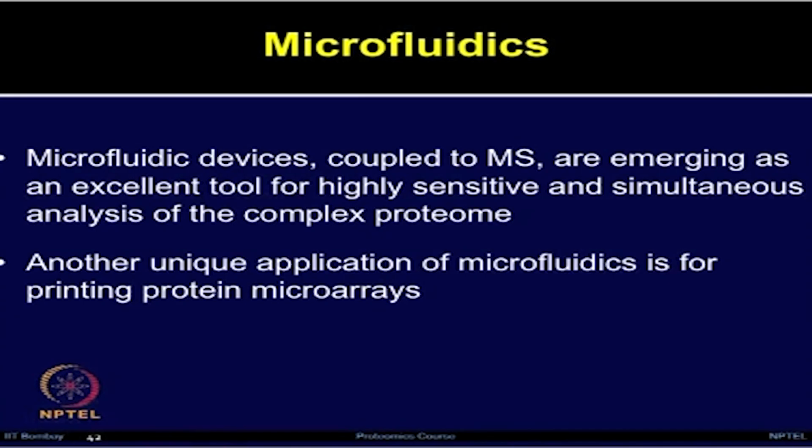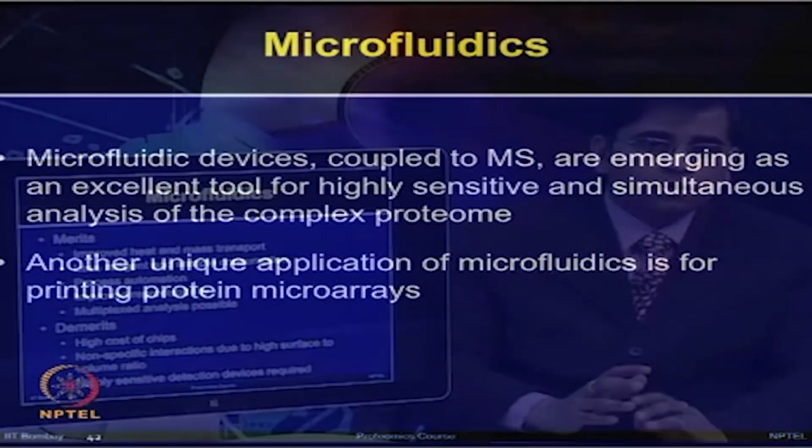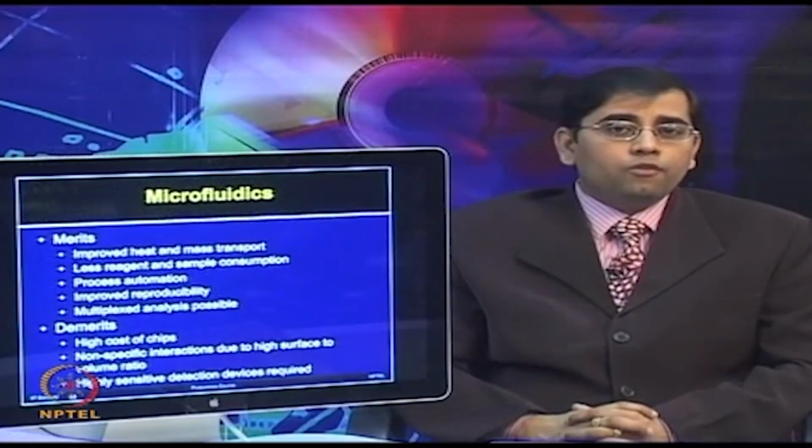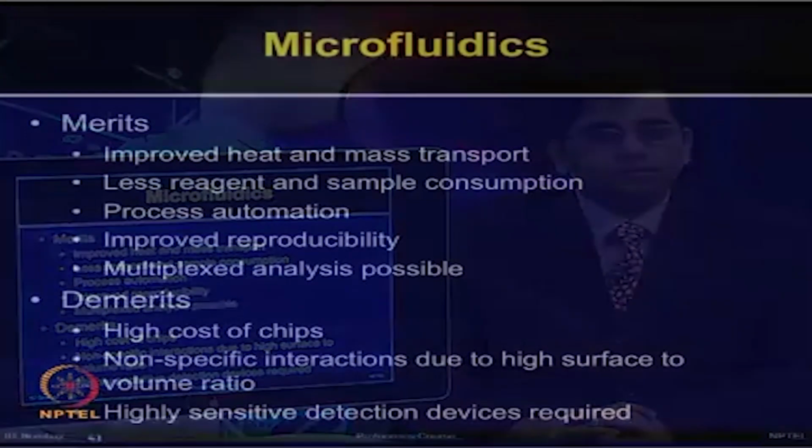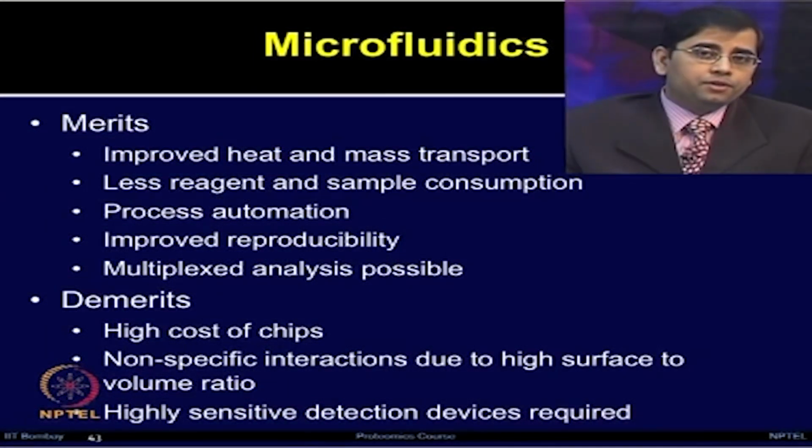Another unique application for proteomics by applying microfluidics is in the field of printing protein microarrays. Printing protein or DNA or RNA, any other molecules on the chip surface is always challenging, and now different types of solutions are offered by using microfluidic based systems to enhance the spot to spot reproducibility and lower sample consumption for printing. So, microfluidic platform offers many merits such as improved heat and mass transport, less reagent and sample consumption.